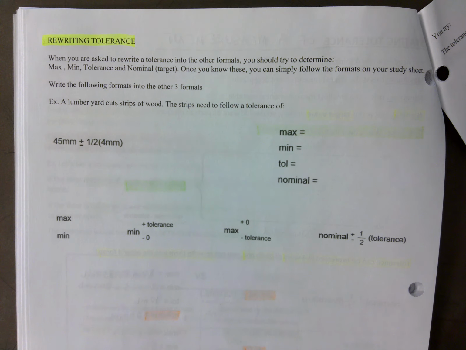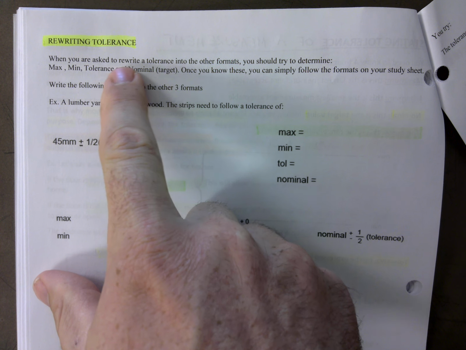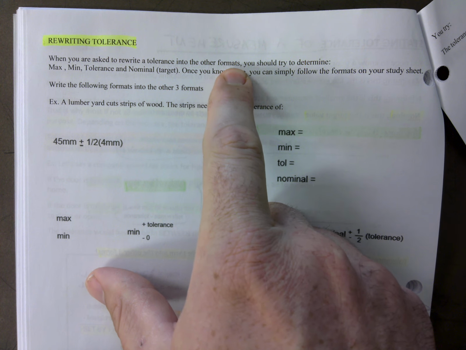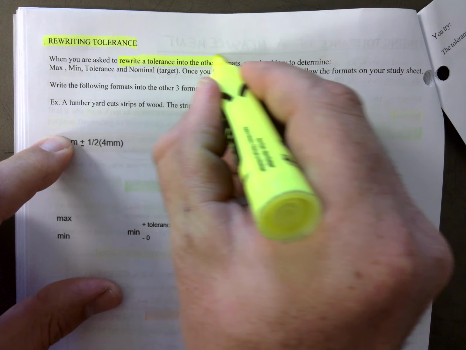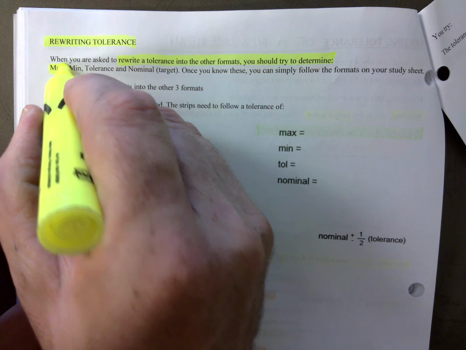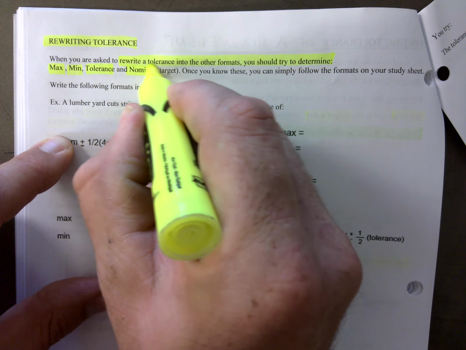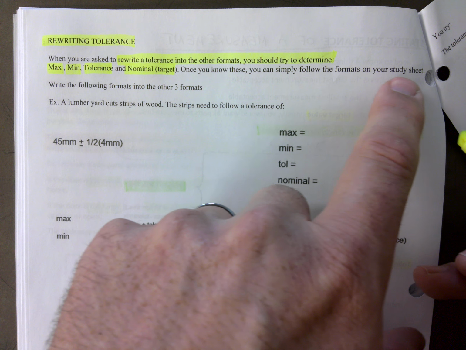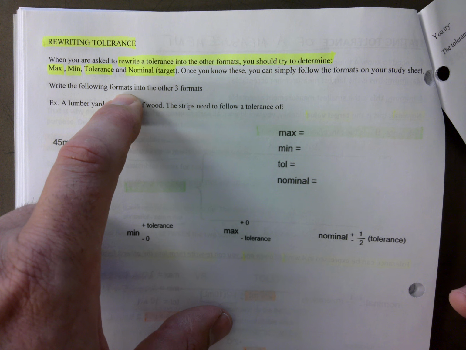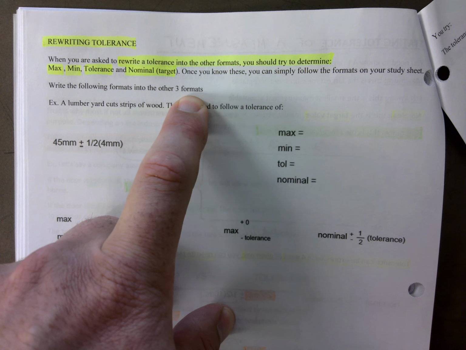Page 39, rewriting tolerance. When you're asked to rewrite the tolerance into the other formats, you have to get the max, the min, the tolerance, and the nominal. Once you know these, you can simply follow the formats on your study sheet. Write the following formats into the other 3 formats, okay?